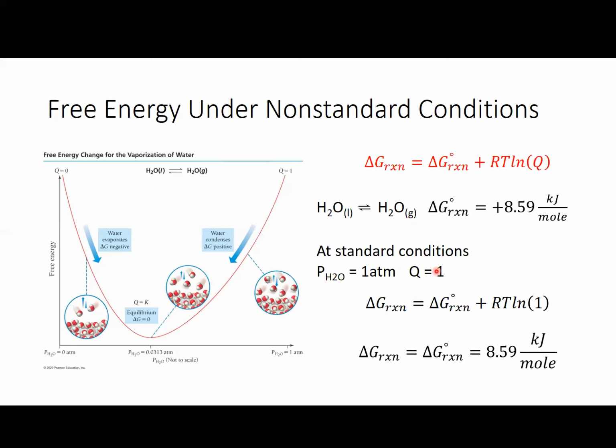And so if I'm saying under standard conditions that I've got 1 atmosphere of water, natural log of 1 is 0. So this term becomes 0. So the delta G of this reaction is equal to the delta G of it at its standard states, which is 8.59. That's a positive number, and it's telling me that water doesn't evaporate. Not true.